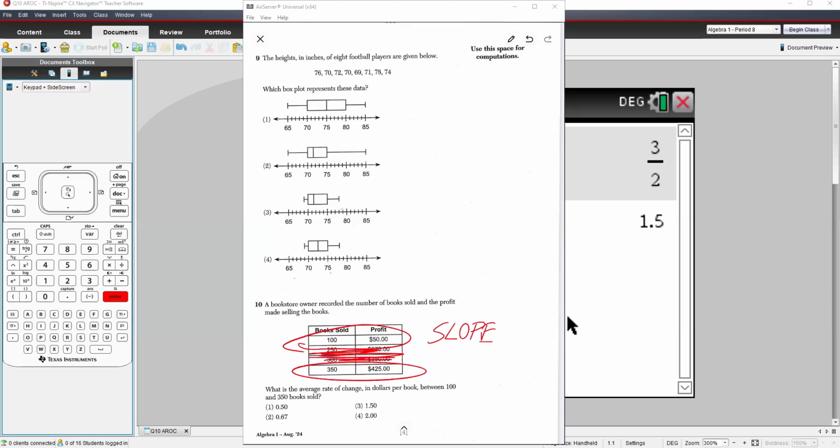Now, slope. By now, you guys should know the slope formula. So it's y2 minus y1 over x2 minus x1. So this is the y value. This is the x value. So I did it here on the calculator.